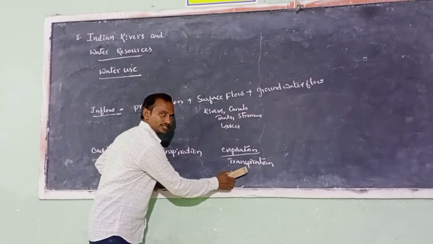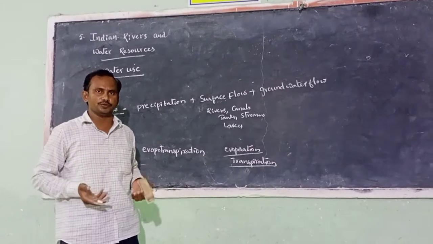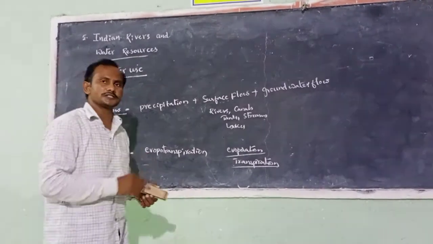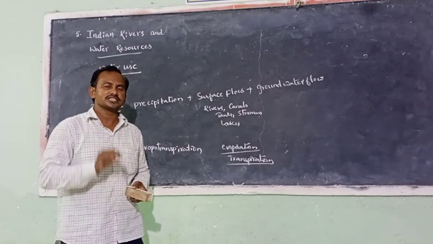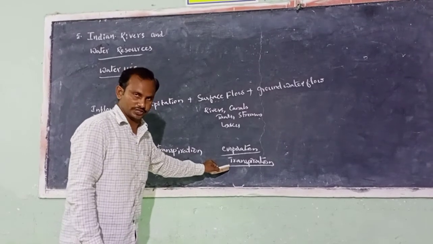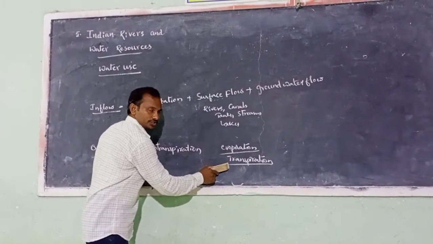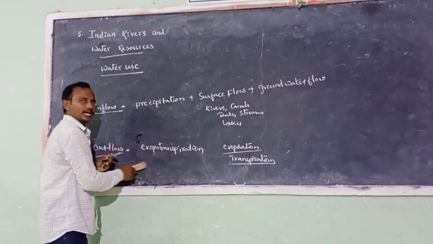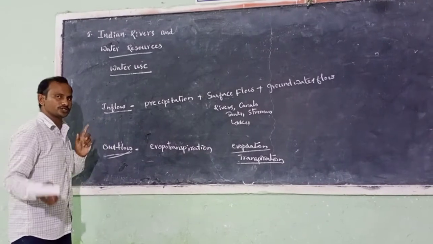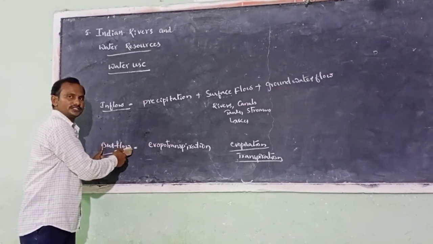Another one is transpiration. Transpiration is the process of all living beings. Living beings, including humans, animals, birds, all give off water into the atmosphere through their breathing process. Such giving off of water through breathing by all living beings is called transpiration. The water added into the atmosphere through evaporation and transpiration together is called evapotranspiration. This evapotranspiration comes under outflow. Outflow means the water which is going out. Inflow means the water which is coming in. Inflow minus outflow is what is available.